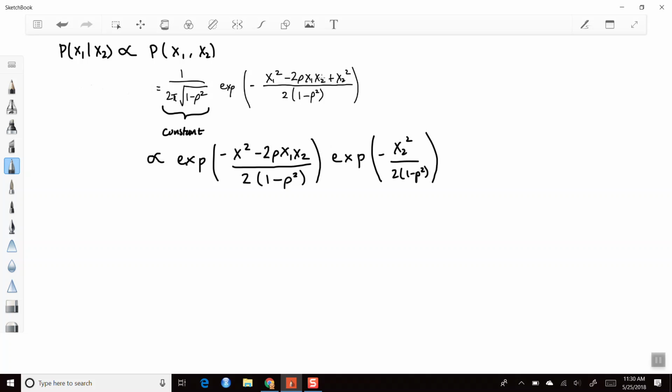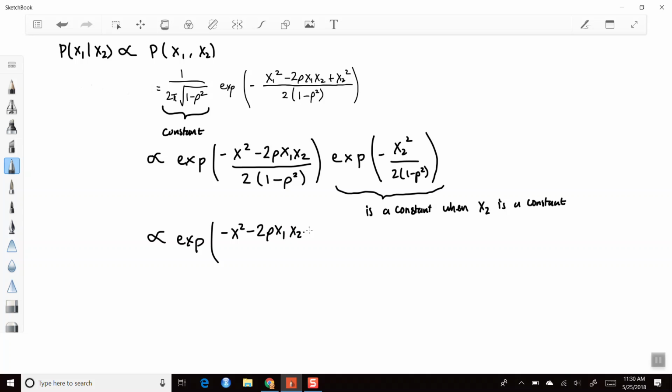So when you get e raised to a sum, you can split it up into a product, and thus this term is a constant when x2 is a constant, which is the case. So it just becomes proportional to this piece right here. Now I just have exp of negative x squared minus 2 rho x1 x2 over 2 times 1 minus rho squared. So far so good? Sorry, it's not minus, it's minus the entire thing here.